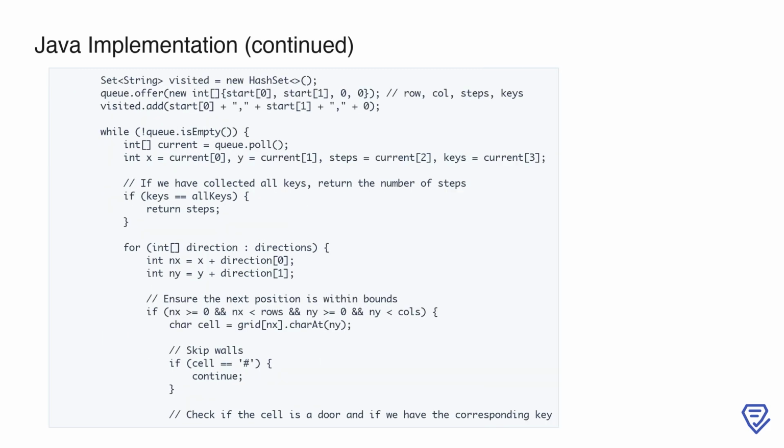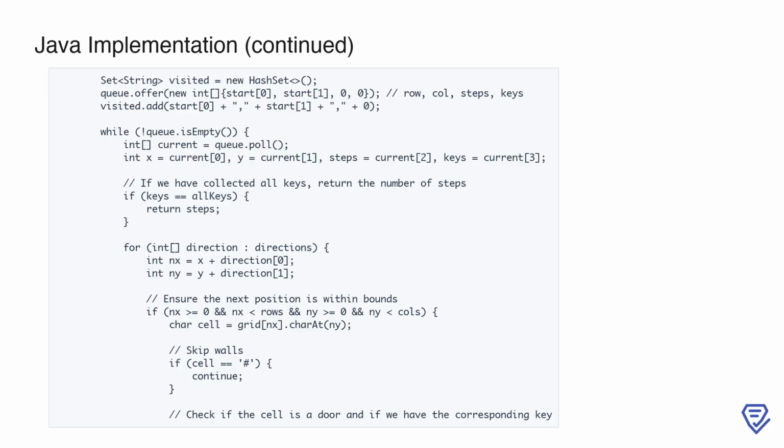We then set up our BFS by initializing the queue and a visited set to avoid revisiting the same state. The queue starts with the initial position, step count set to 0, and no keys collected. The visited set tracks the combination of coordinates and keys by storing them as a string. While the queue isn't empty, we process each state by dequeuing it and extracting the current position, steps taken, and keys collected. If the current set of keys matches all keys, meaning we've collected all the required keys, we return the step count. Otherwise, we explore all possible directions from the current position.